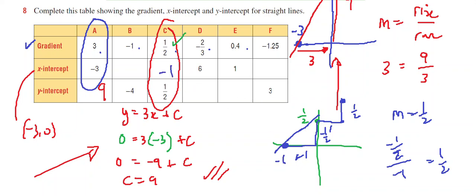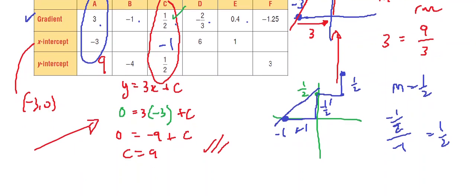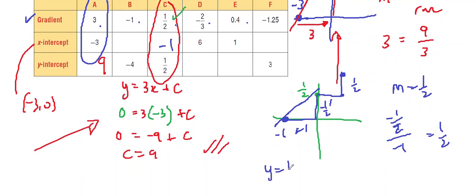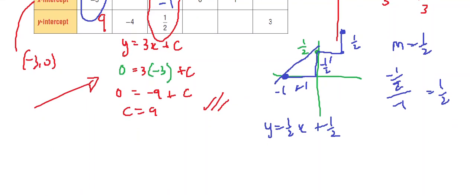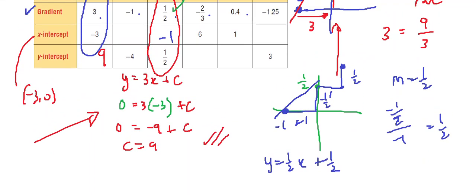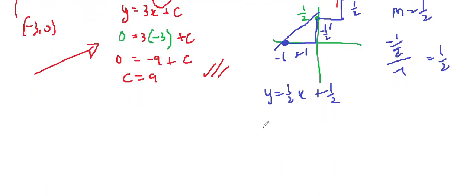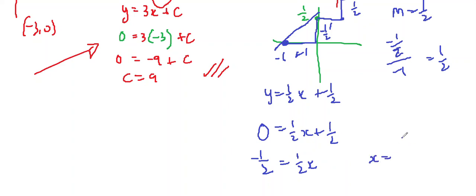And of course, to do that last question using algebra, I know the gradient is 1/2, so I know y equals 1/2 x plus 1/2, and I solve for the x-intercept. Therefore, y equals 0, so 0 equals 1/2 x plus 1/2. -1/2 equals 1/2 x. x is going to equal -1/2 divided by 1/2, which gives me -1 as an answer.